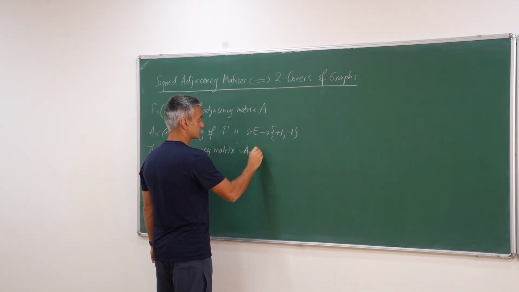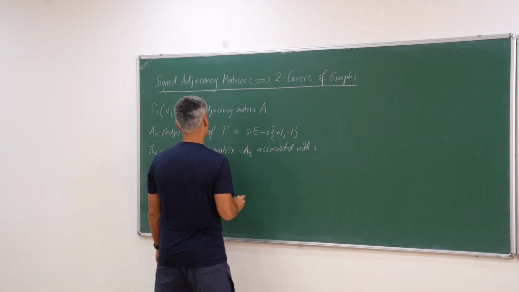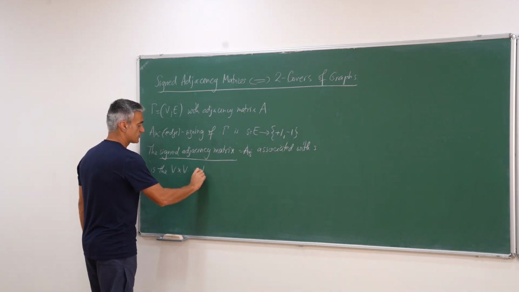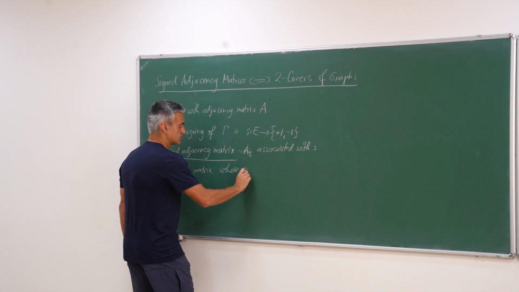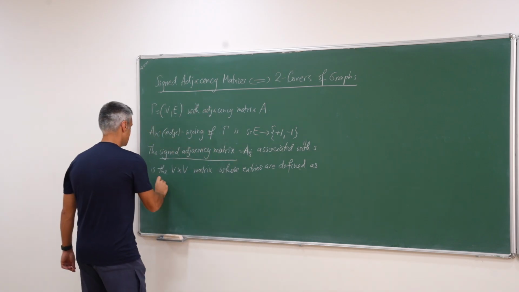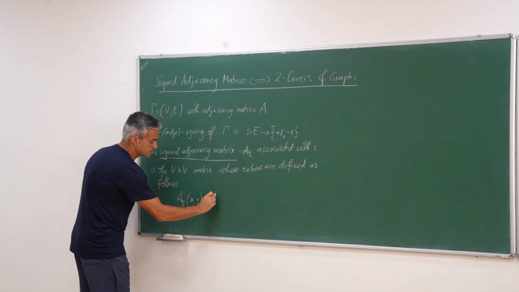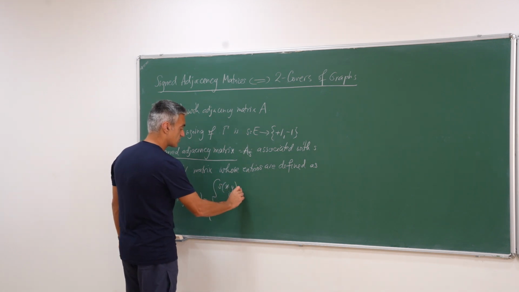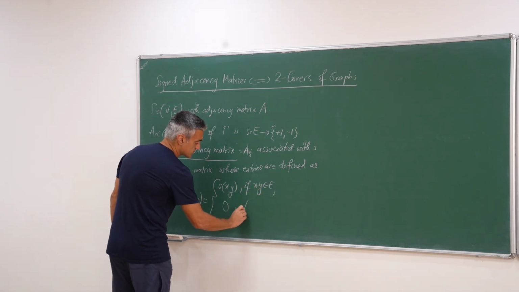And then the sign adjacency matrix, let's call it A subscript S, associated with S, is the V times V matrix whose entries are defined as follows. In the position xy, you put the signing of the edge xy, S of xy, if x is adjacent to y, or xy is an edge, and you put 0 otherwise.